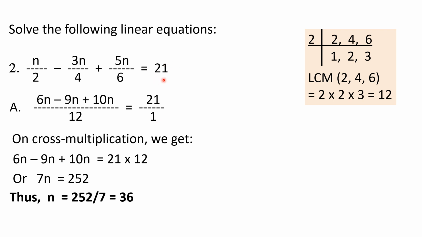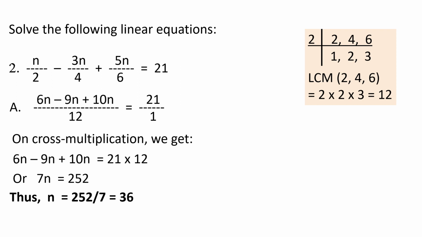So this whole number 21 we can write as 21 by 1 in the rational form, in the p by q form. So on cross multiplication this whole thing gets multiplied by 1, which remains same because 1 is the multiplicative identity. So 12 into 21 we write like this. So this is 252. 6 minus 9 is minus 3, minus 9 minus 3 plus 10 is 7. So 7n is equal to 252. n is equal to 252 by 7 is equal to 36.